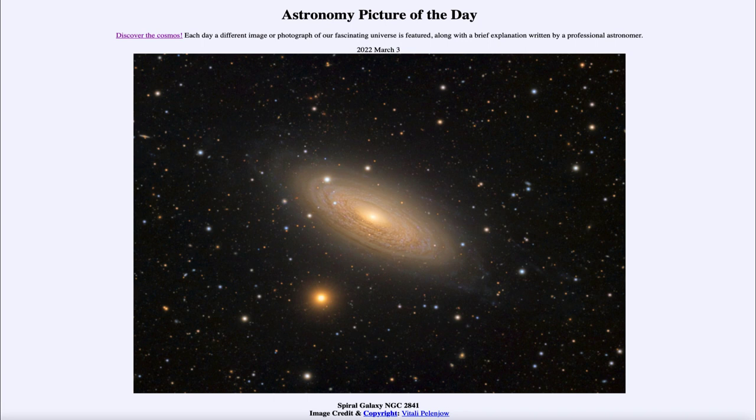Now, this spiral galaxy is actually bigger than our own Milky Way, about 150,000 light years across. Our Milky Way is maybe 100 to 120,000 light years across. And this one, therefore, would be decently bigger.